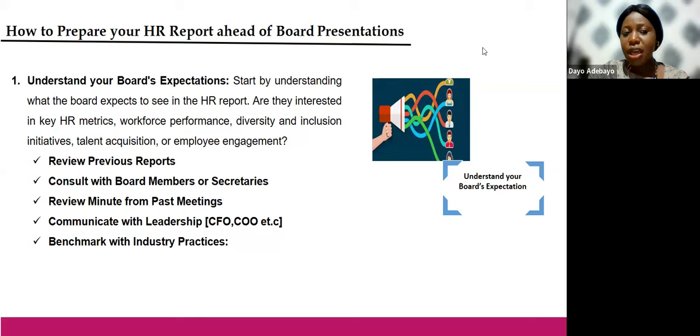Another interesting option is to communicate with leadership. Do you know who the CFO of the company is? Who is the CEO? You can meet with them, have a chat, and discuss that you'll be meeting the board. It could be biannual, it could be quarterly, depending on how they want it. Communicating with them will help you have an idea of the expectations as well.